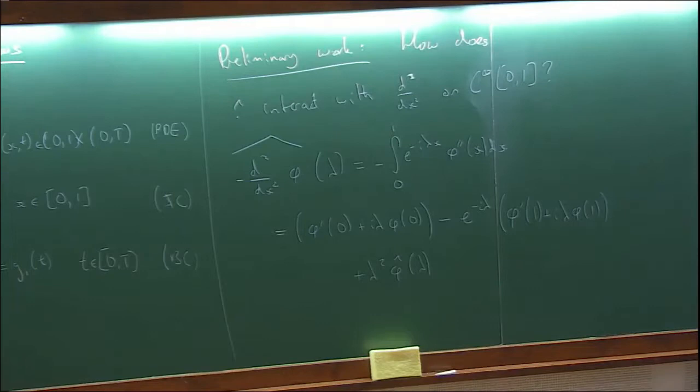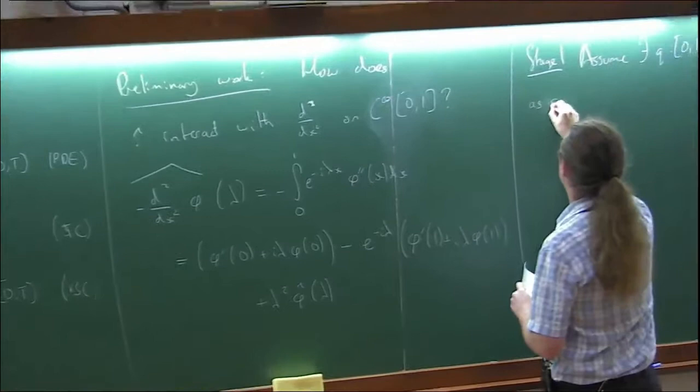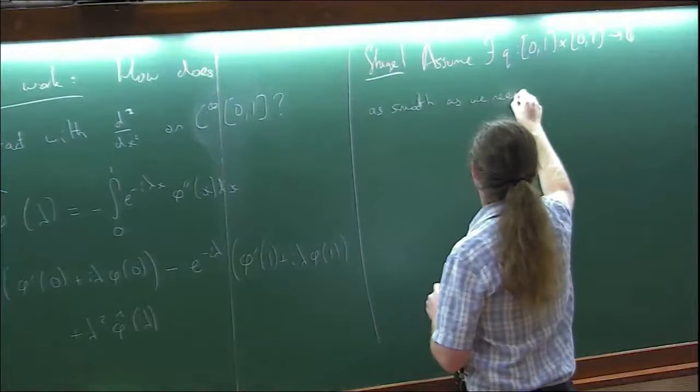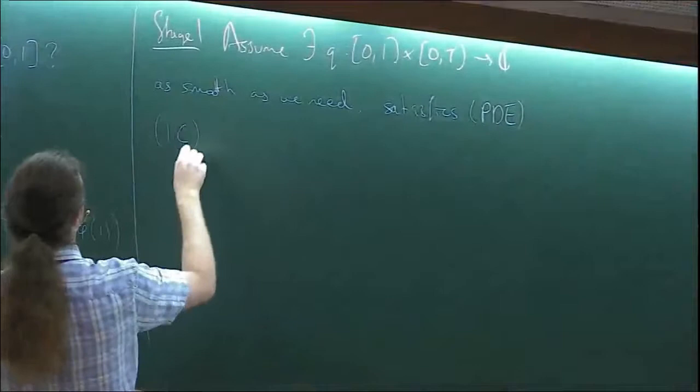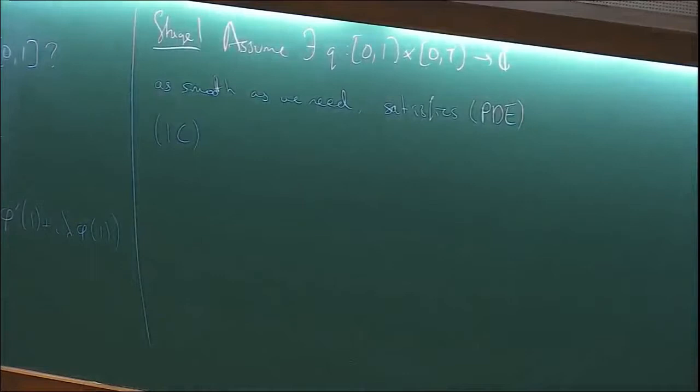So let's have a go. Stage one. So we are going to begin by assuming there exists a function q on the right domain, as smooth as we need up to the boundaries. And we're going to assume that it satisfies both the PDE and the initial condition. So we are not in any part of stage one going to use the boundary conditions at all. Just going to use these two. Okay?